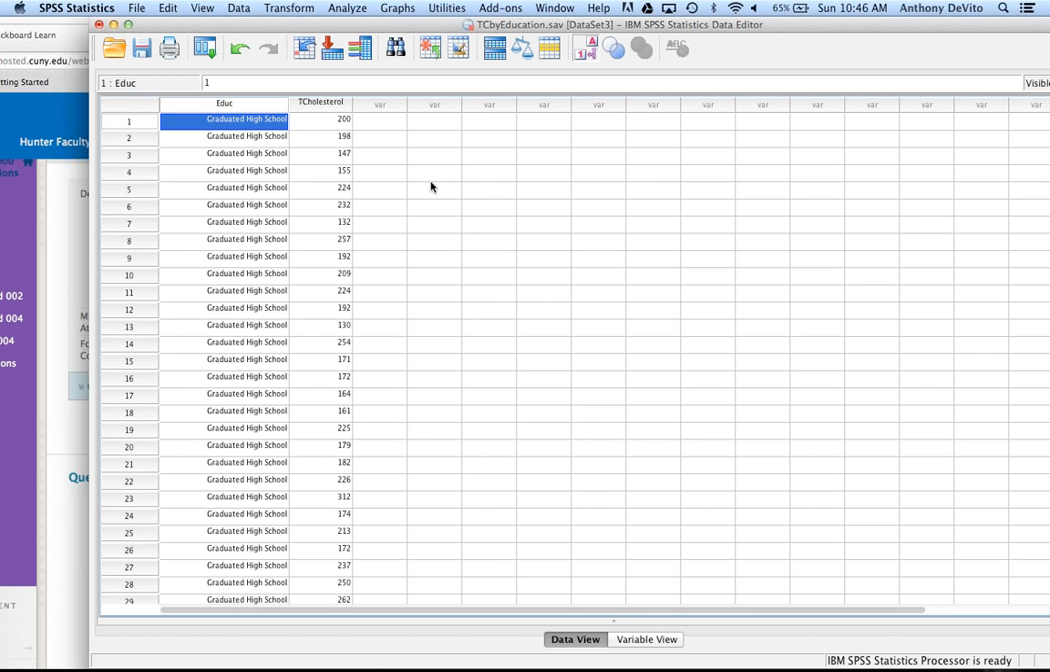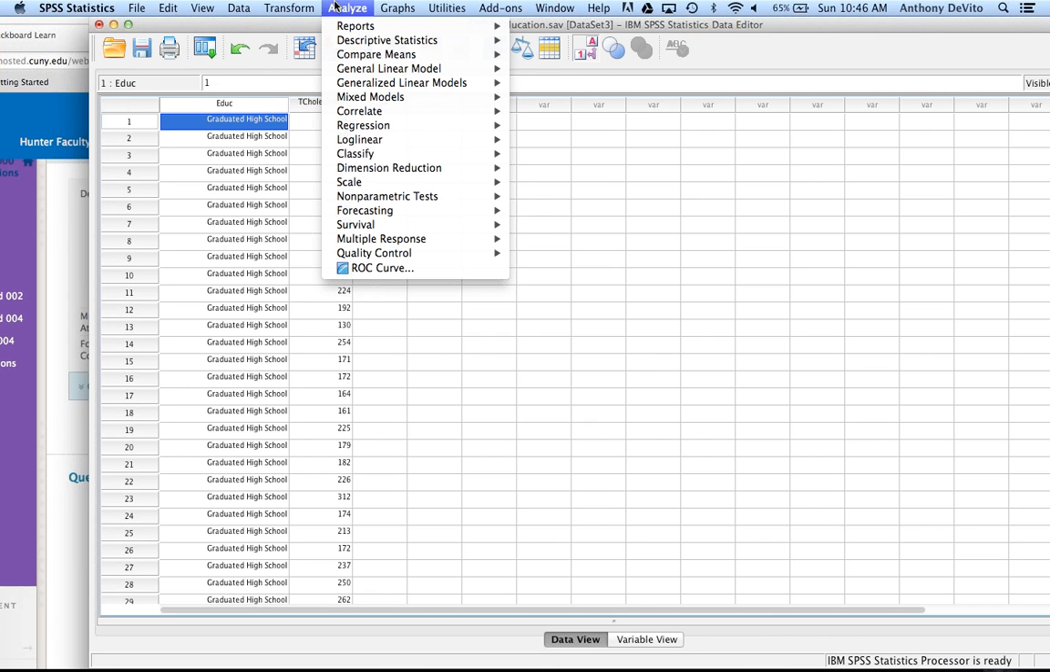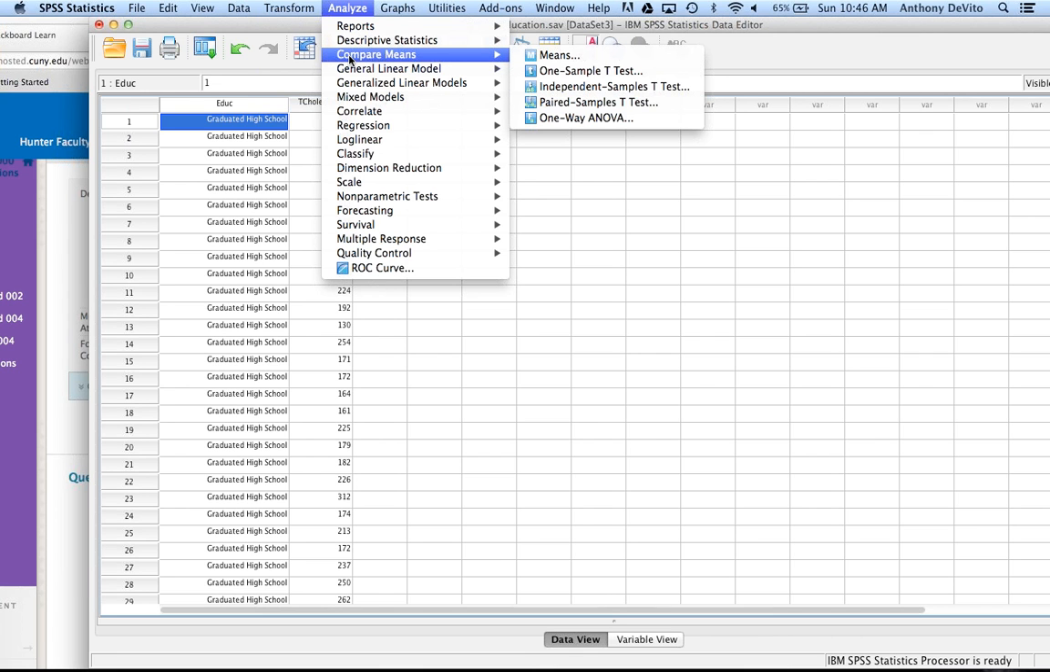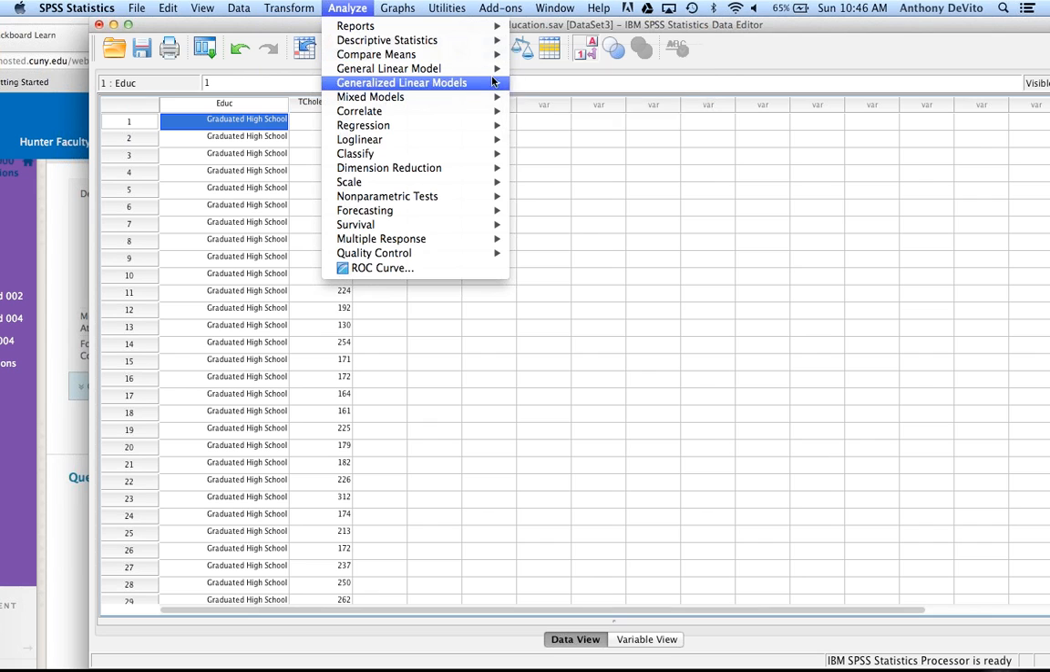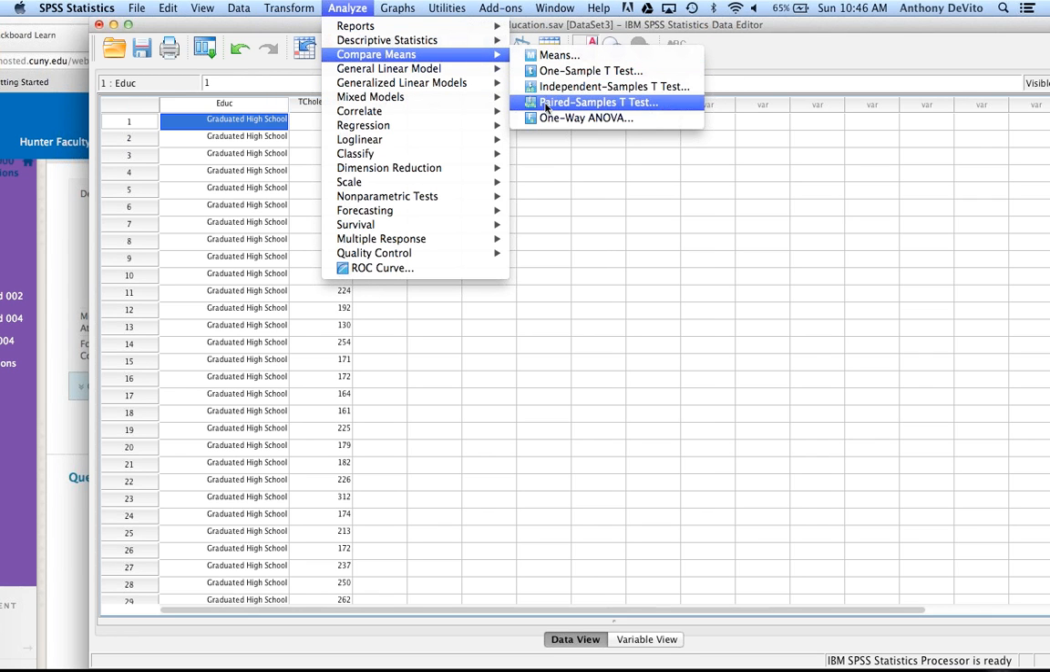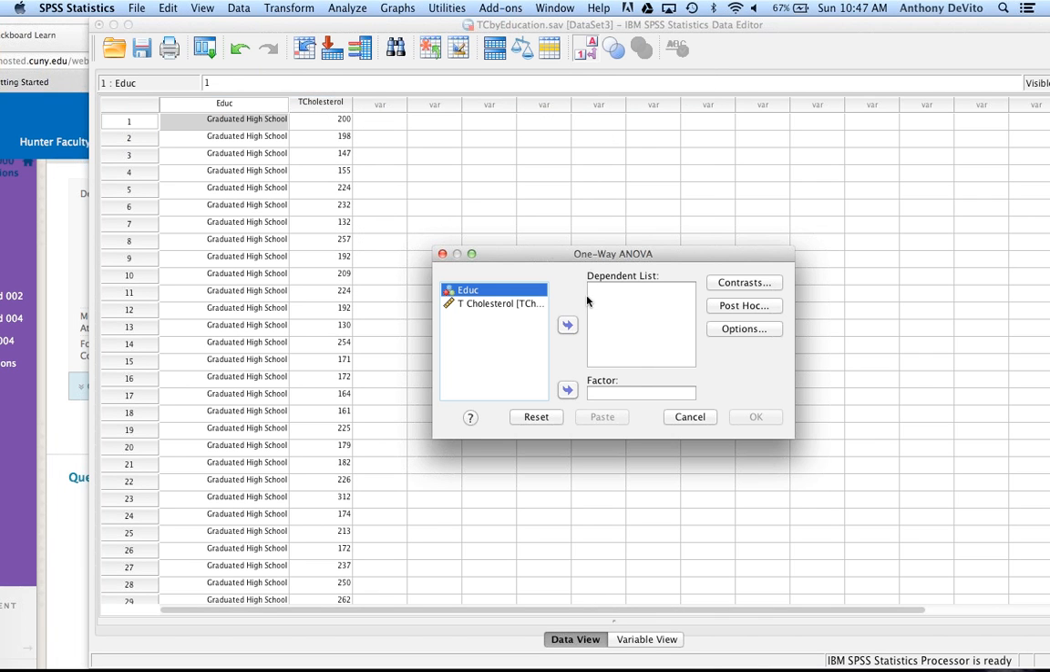Okay, so now we're going to do an analysis of variance. Analyze. Analysis of variance is another way of comparing means. The main difference between this and doing a t-test is that in t-tests, we're working with two variables. When we do an analysis of variance, we're working with more than two variables in most cases. Okay, one-way analysis of variance.